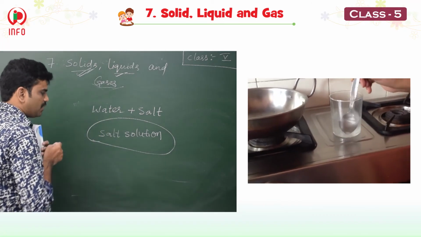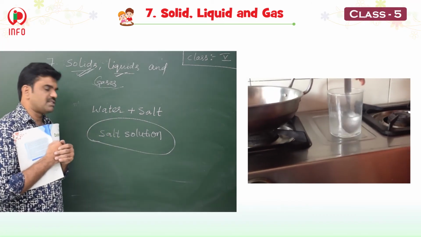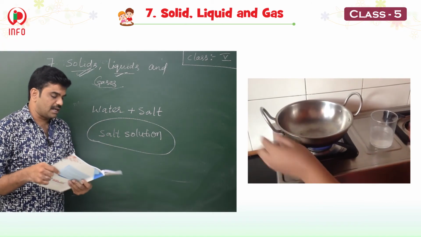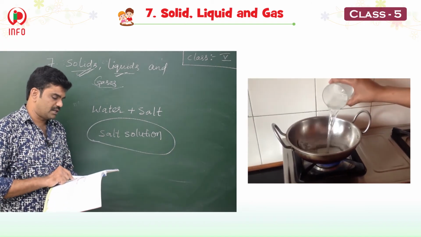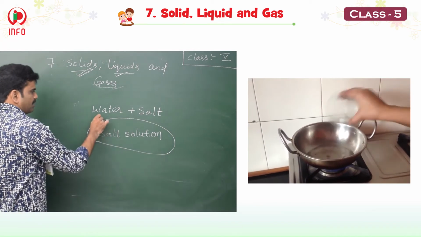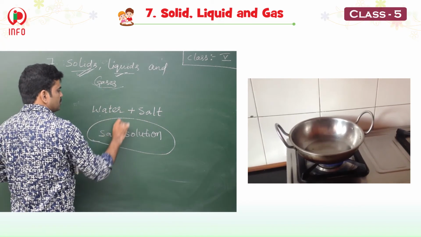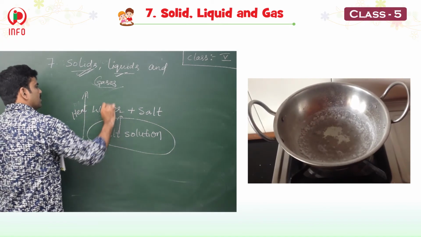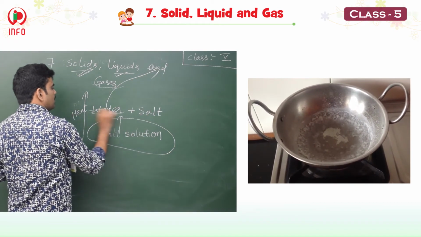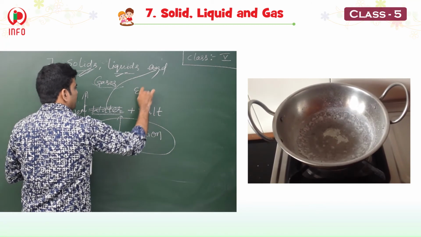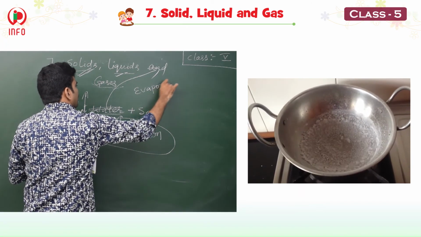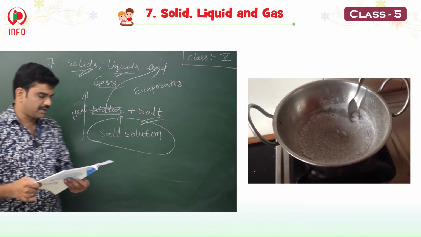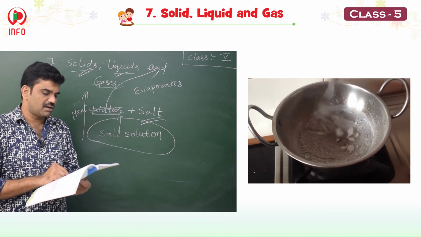In the previous example, you have seen sugar solution. Here it is salt solution. When you heat the solution, water evaporates. So when you heat water plus salt, the water will go, that means it evaporates. The remaining one is salt. We get back salt.